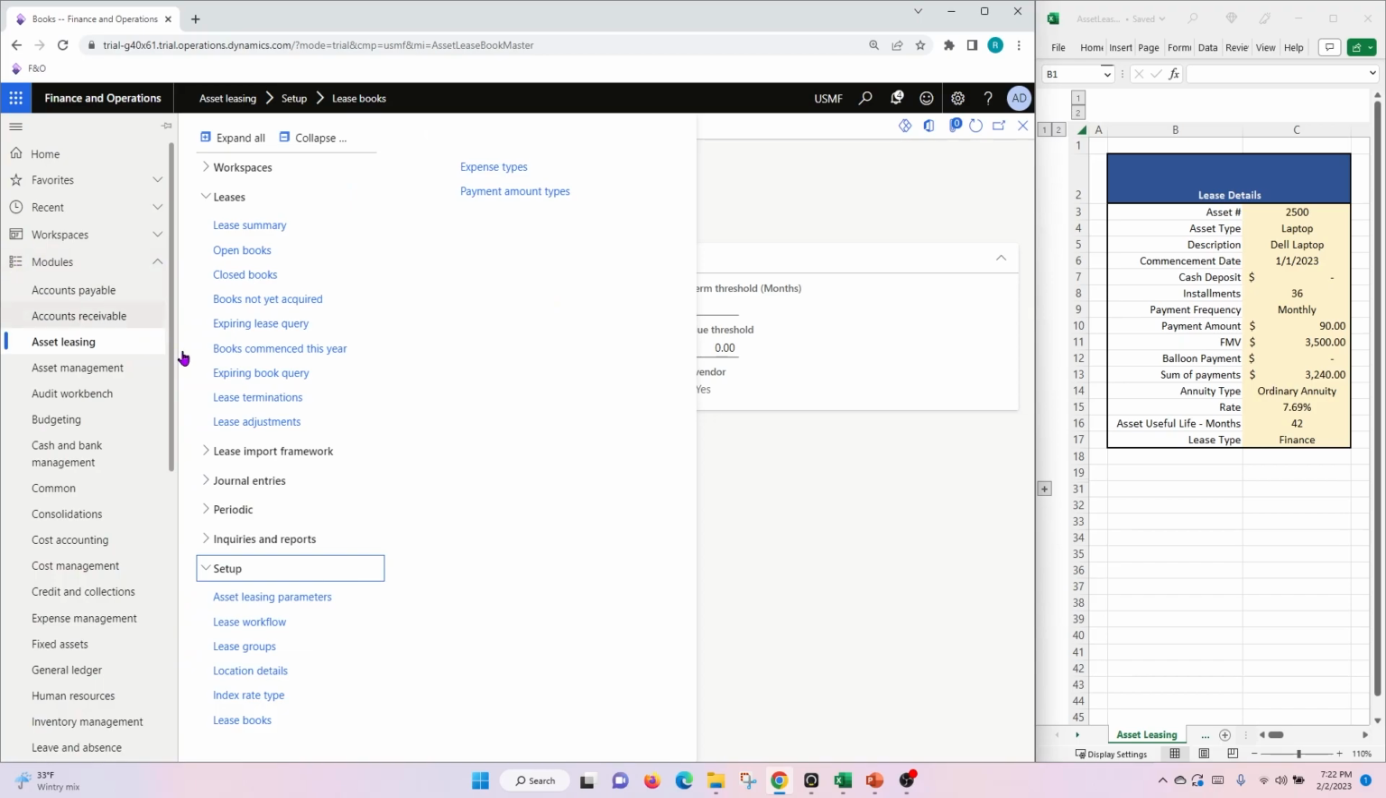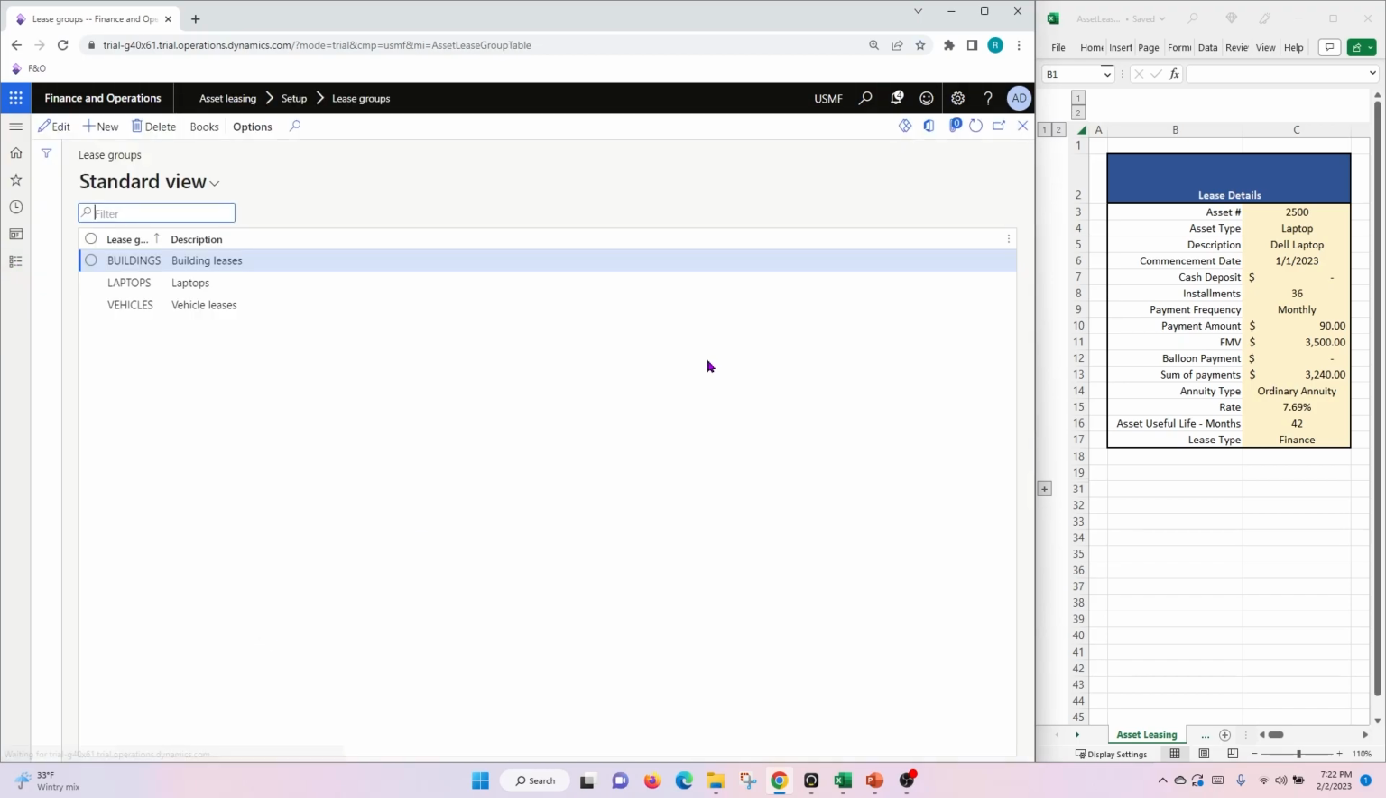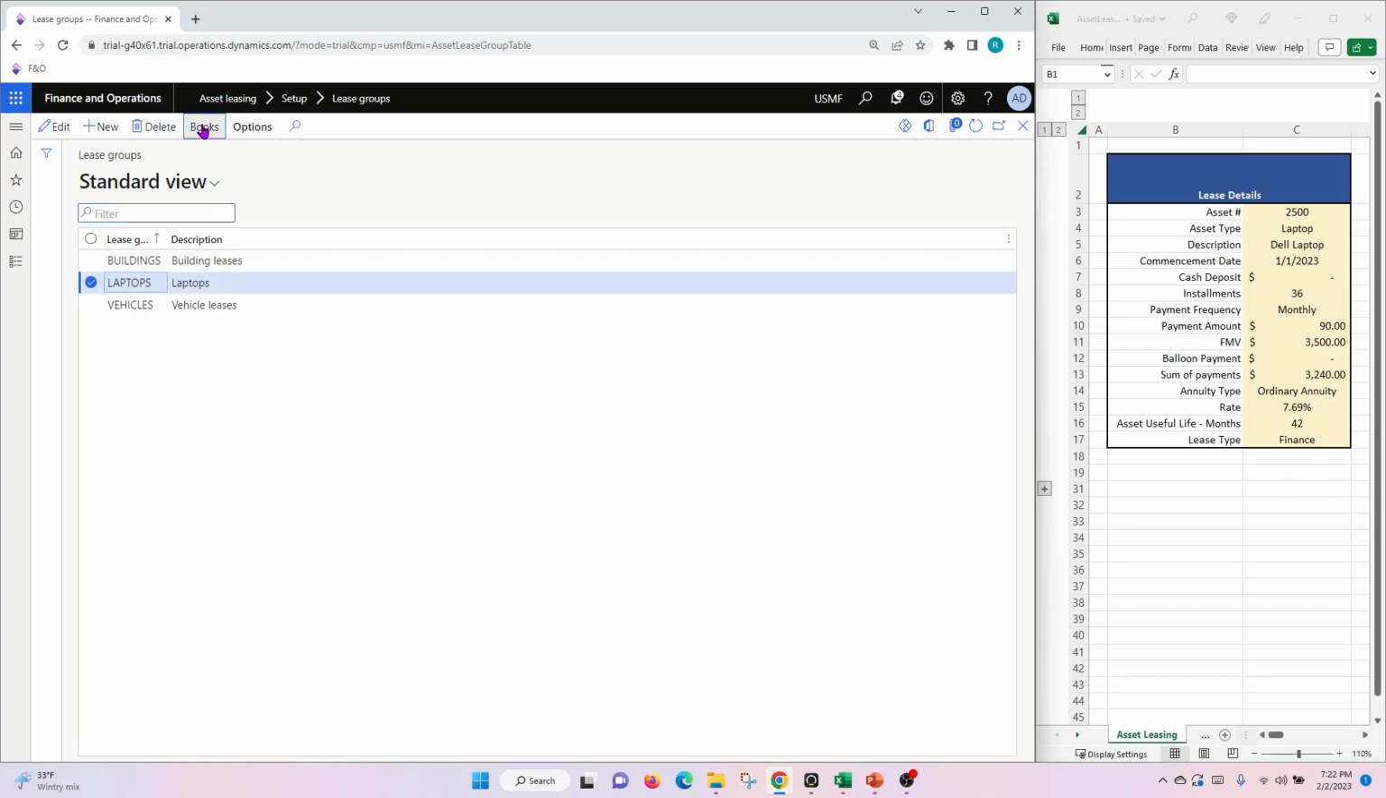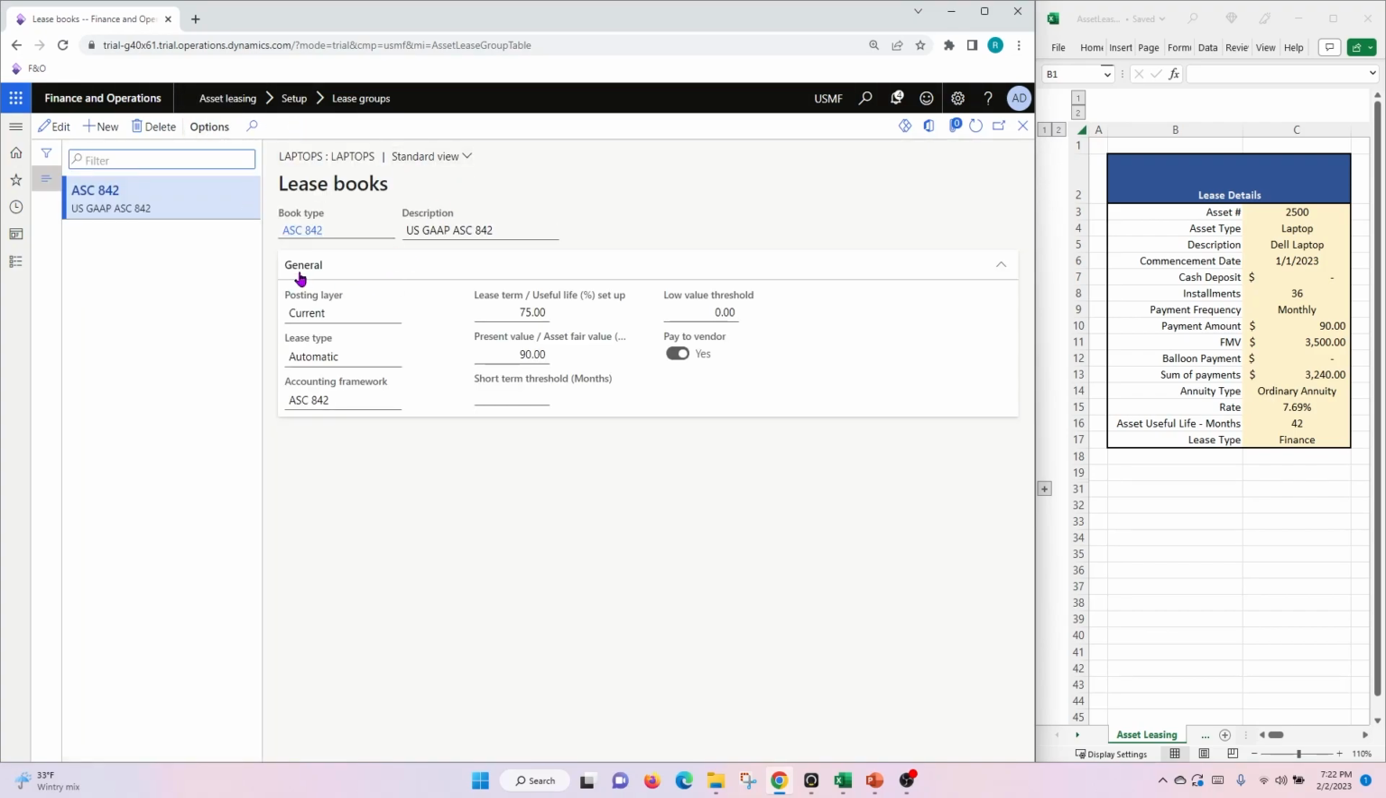Then let's go over to the lease groups. So the demo data comes with buildings and vehicles, and I have added here laptops. And then what you do is you make sure that the laptops have the book attached.